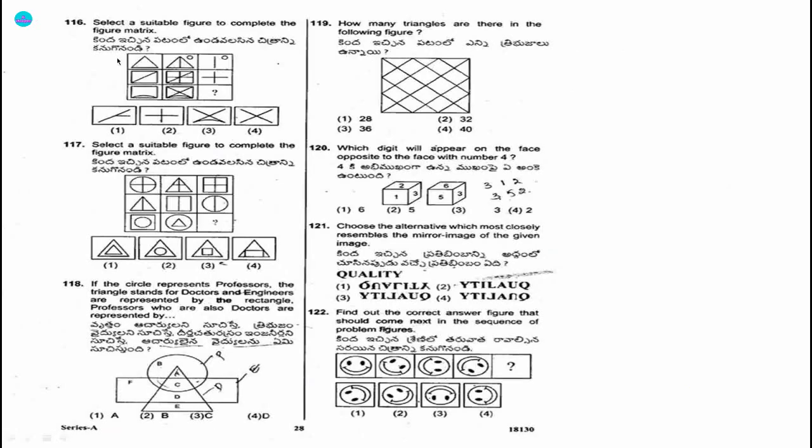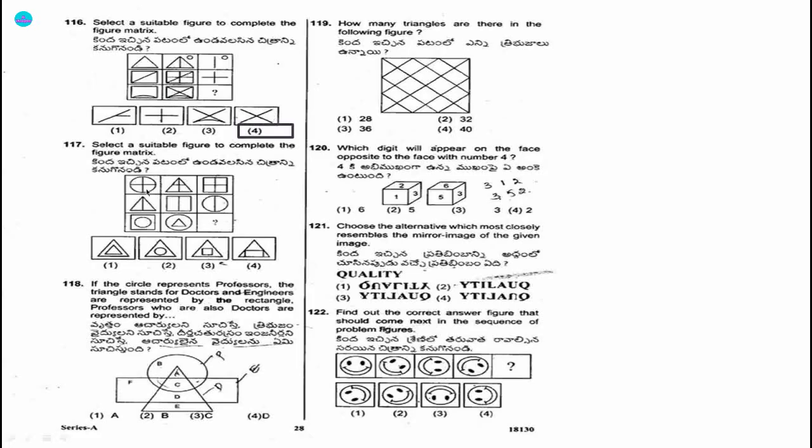Now next, select the suitable figure to complete the figure matrix. See, first 3 triangles are there, and then in between one line is given. Now what is happening? The first basic triangle that is there is being removed. See here also, similarly, this rectangle is removed, that slanting line is removed. So only this is left out. So from the basic, this rectangle is removed, this is removed. So what is left out? Cross marks. So the answer is option 4.